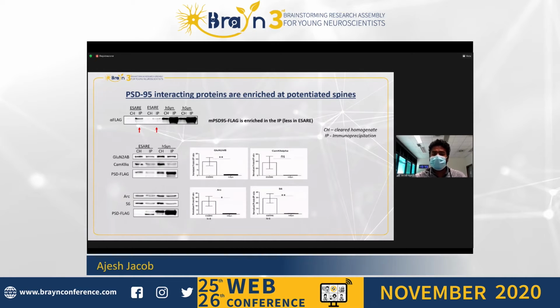Then we analyzed the non-PSD interacting proteins in the samples, and we were able to identify GluN2AB, ARC, S6 are enriched in the ESAIR samples.